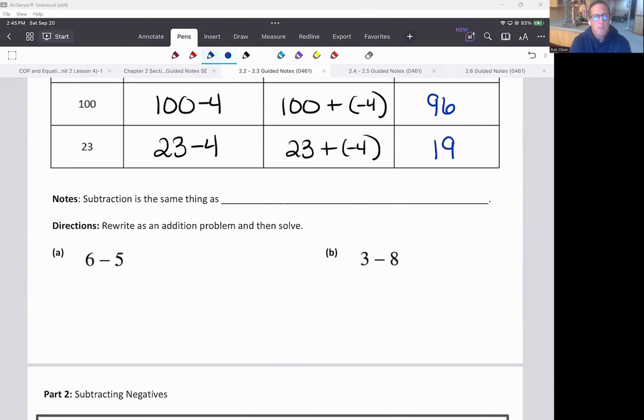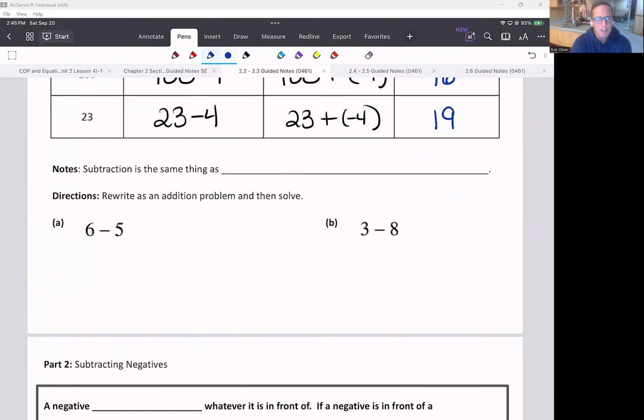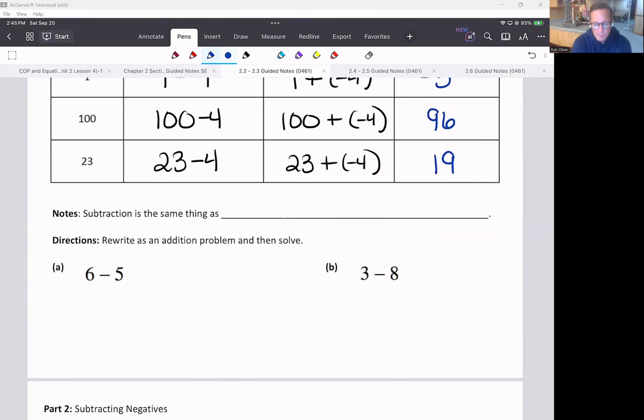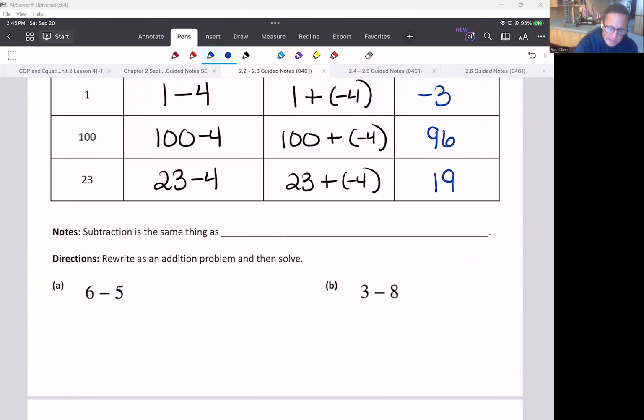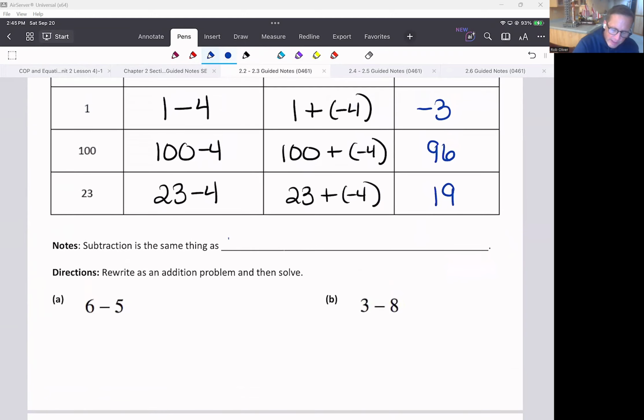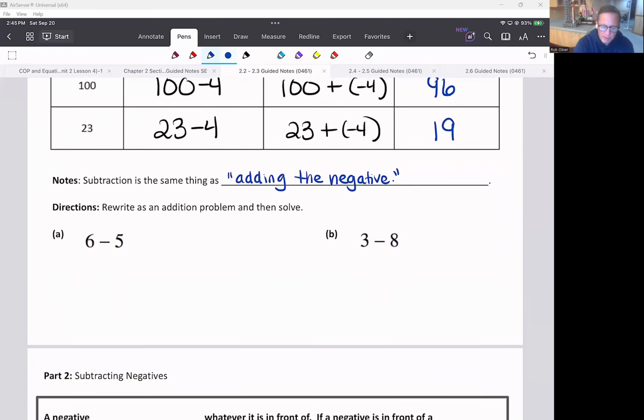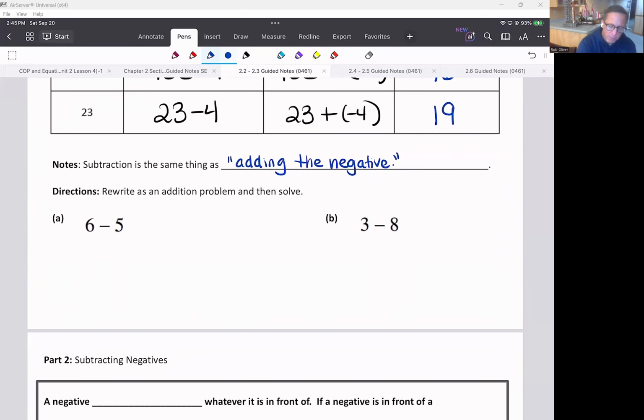All right. Moving on to this next part. Subtraction is the same thing as blank. All right, and this is what I just talked about, but subtraction is the same thing as adding the negative. Or adding the opposite, you know, but adding the negative. So adding a negative is what subtraction is all about. So same thing here. We're just going to think of this as 6 plus negative 5. 6 plus negative 5 is 1.